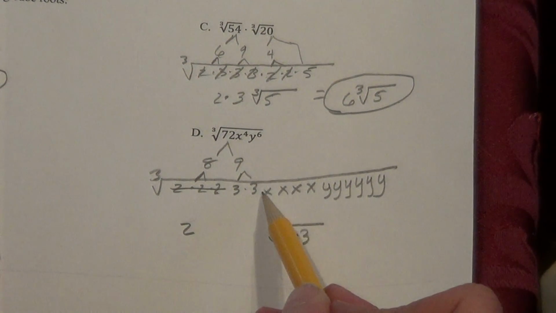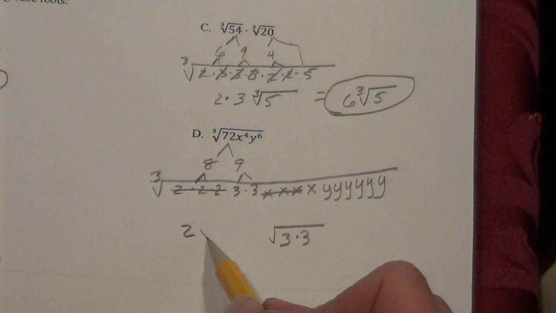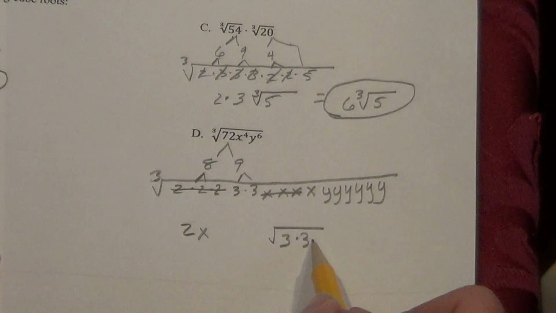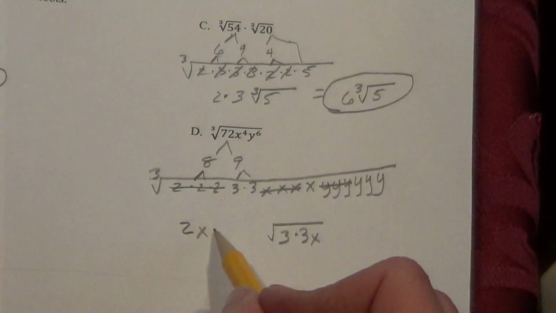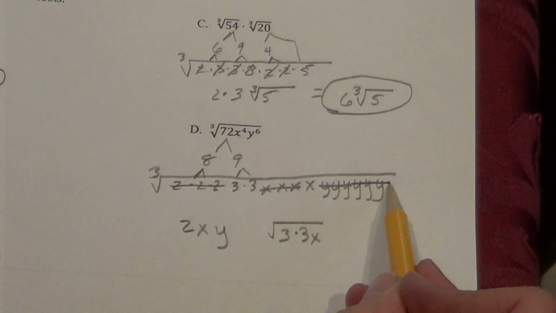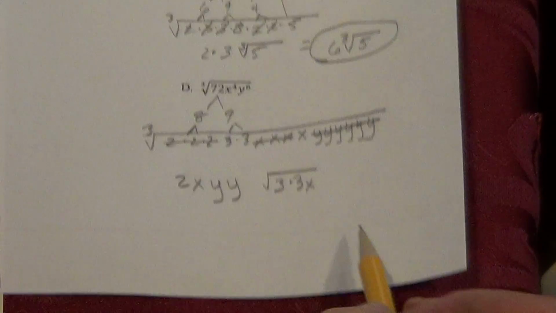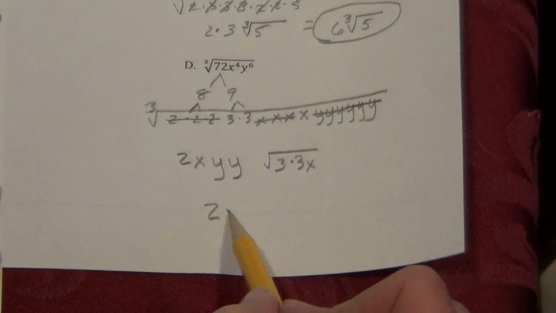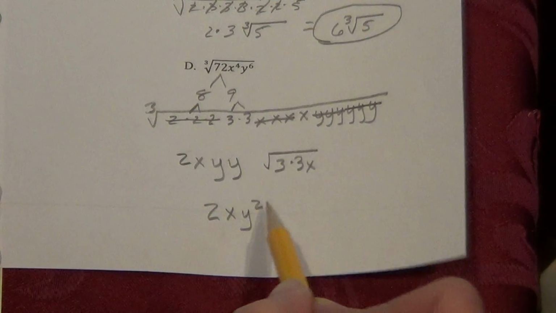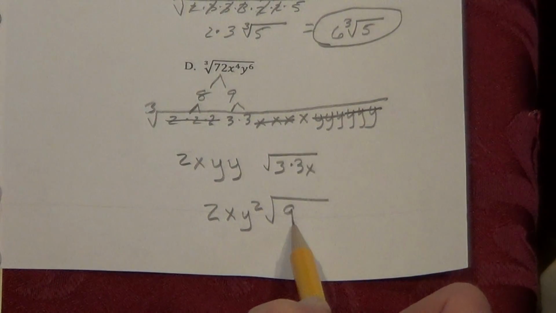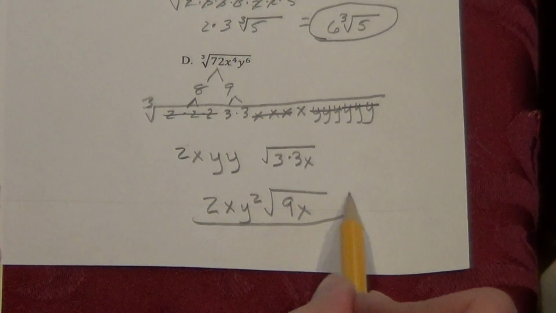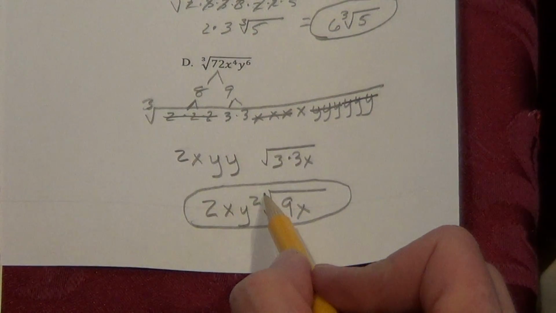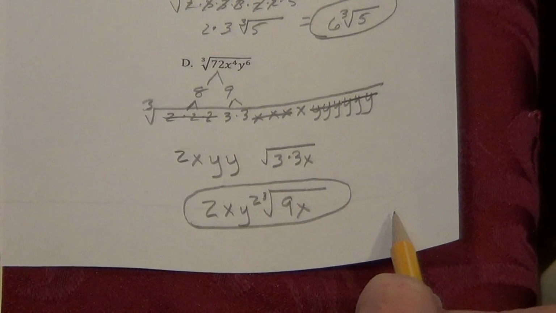Now, there are 4 x's, so 3 of them come out as 1, but one of them has to stay in there. There's 6 y's, so 3 come out as 1 y, and another 3 can come out as another y. So our final answer is 2xy squared, cube root of 9x. Don't forget to put that little cube root back in there telling us what the rule of that prison is.